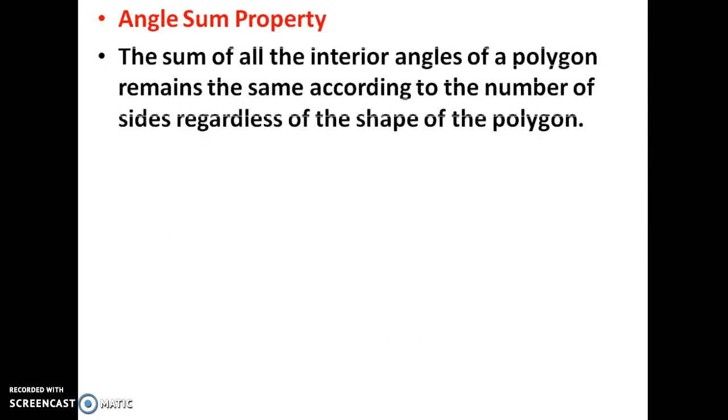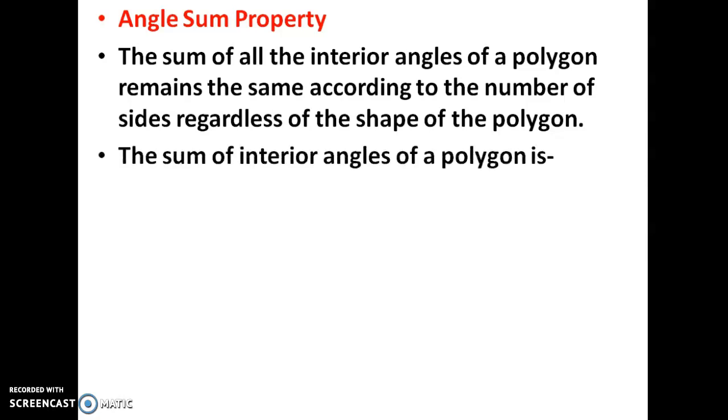The next one, angle sum property. The sum of all the interior angles of a polygon remains the same according to the number of sides, regardless of the shape of the polygon. So depending upon the number of vertices, the number of sides the polygon has, the sum of all the interior angles is going to be equal to a constant degree.